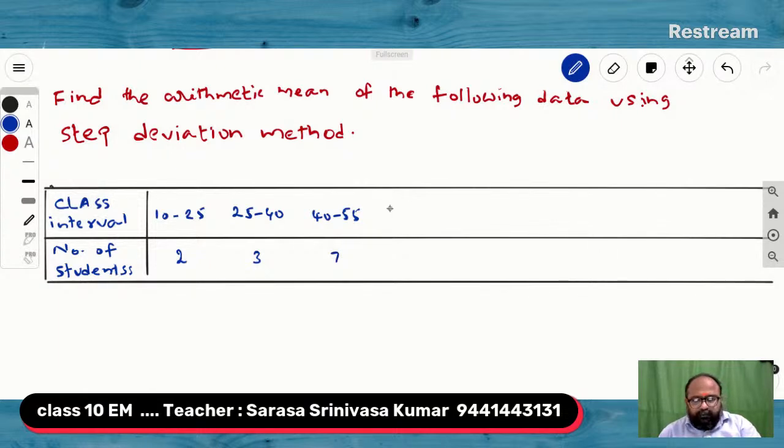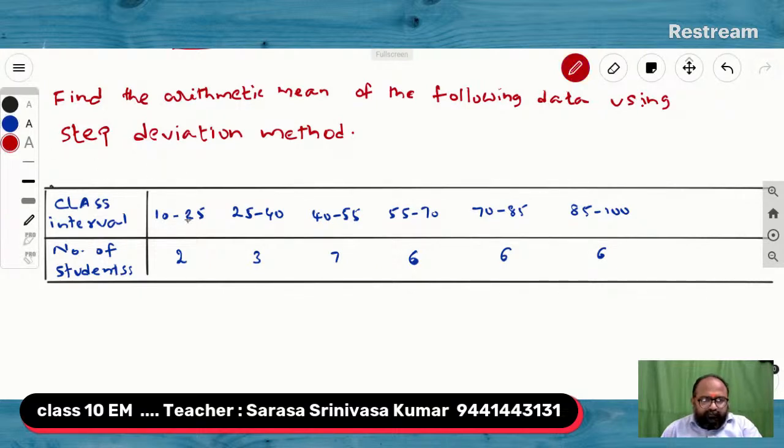55 to 70 interval, there are six students. 70 to 85 interval, there are six students. 85 to 100 interval, there are six students.